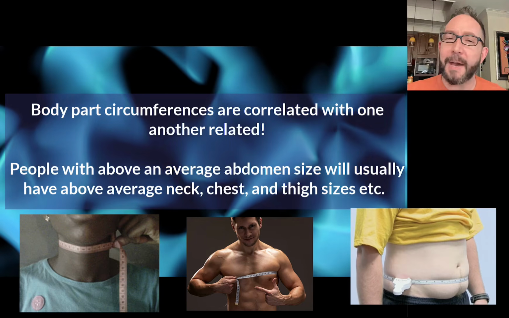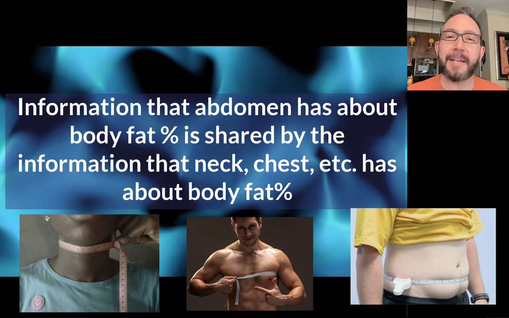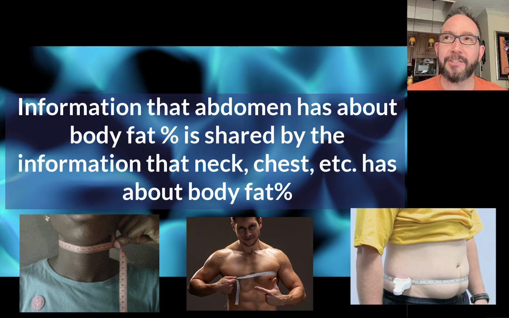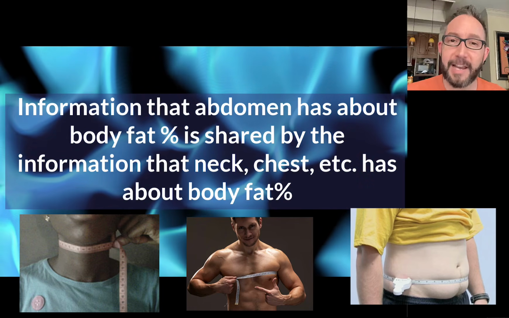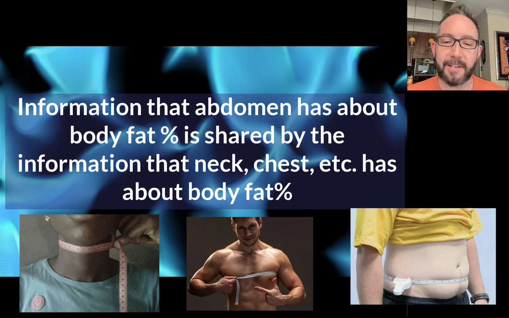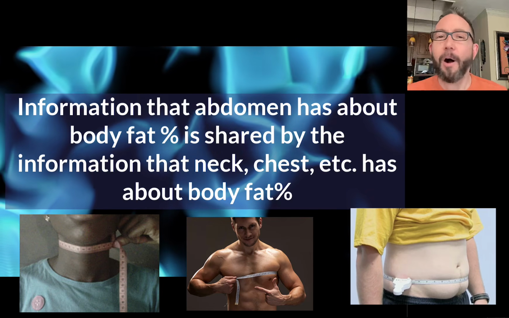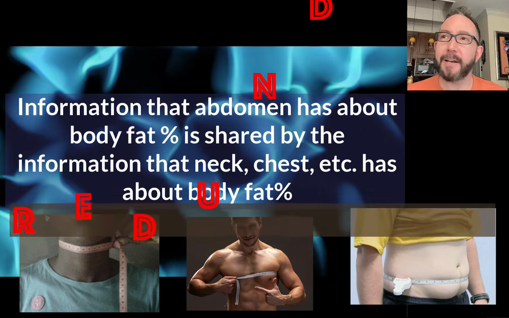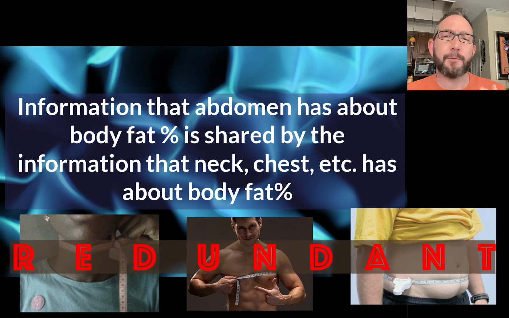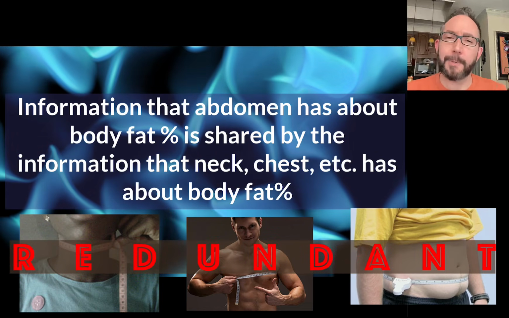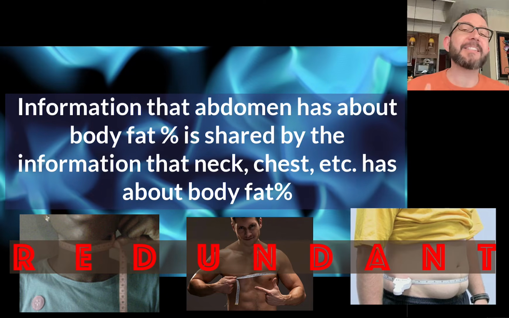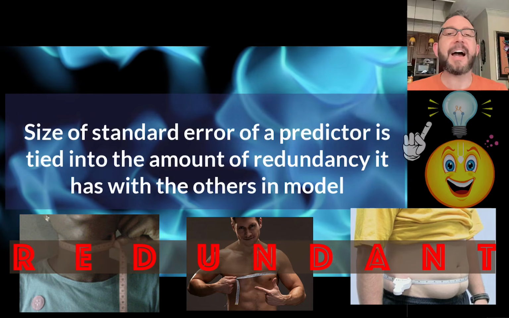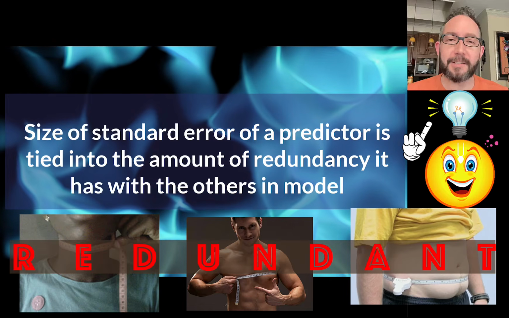So if we think about it, the information that abdomen has about someone's body fat percentage is kind of shared by the information that neck circumference and chest circumference have about body fat percentage as well. The information that all of these physical measurements have about body fat percentage is kind of redundant with one another. They're not independent measurements of people's body fat percentage because they're all related. And it turns out that the size of our standard error is tied in to this amount of redundancy.